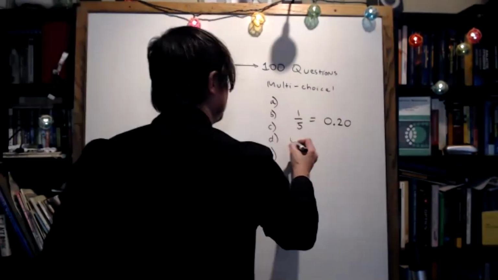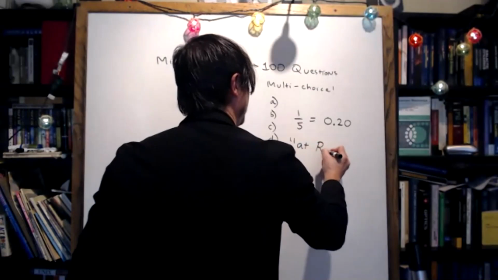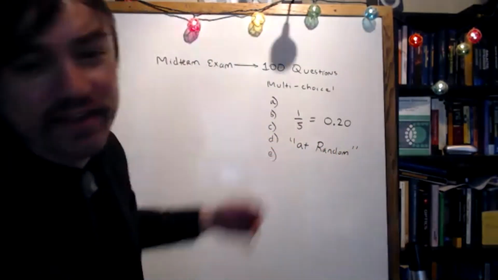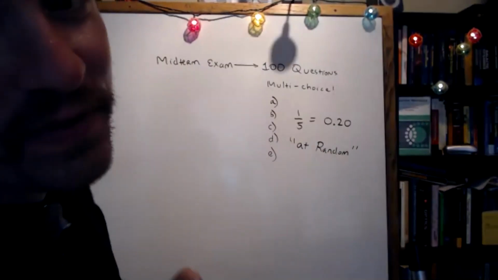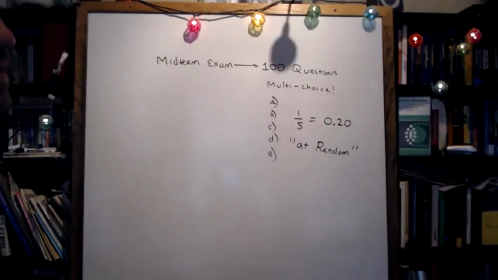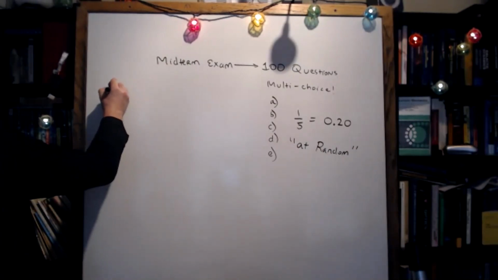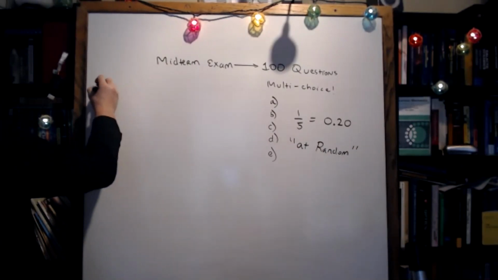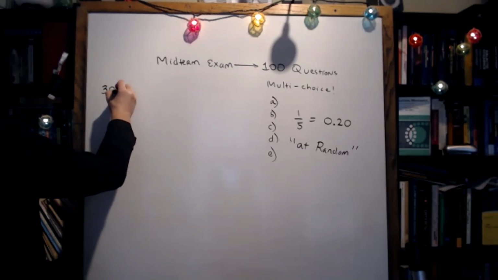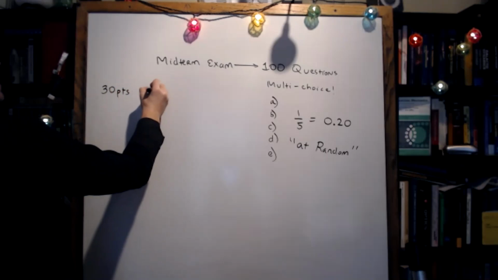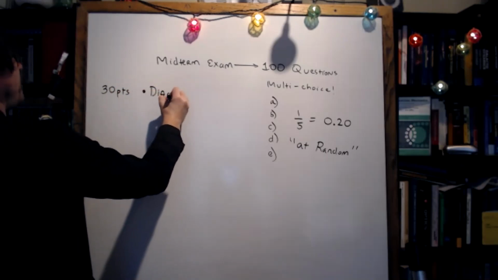Obviously, we call this being at random. And I'm hoping that you guys know enough astronomy that you'll be above the random floor, okay? All right, there are 3 parts to the exam. The first part of the exam, which is roughly 30 points or 30 questions, is the diagrams section.